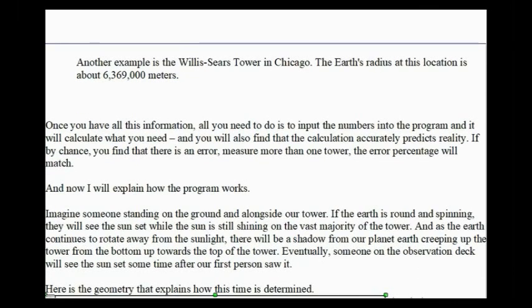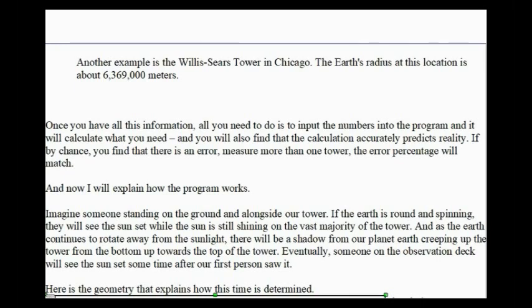Once you have this information, all you need to do is input the numbers into the program and it will calculate what you need. And you will also find the calculation accurately predicts reality. If by chance you find there's an error, measure more than one tower. The error percentage will match. And now I'll explain how the program works.